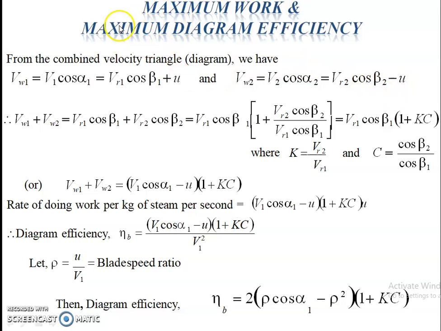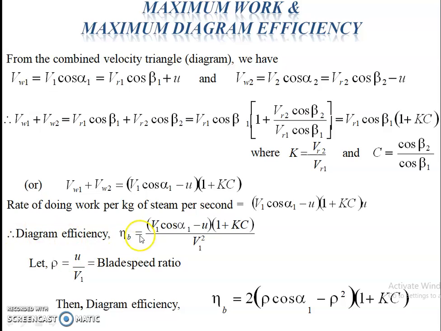From the inlet velocity triangle minus the outlet velocity triangle, we find the whirl component of the final output. VW1 plus VW2 equals, combining these two equations, VR1 cos beta 1 plus VR2 cos beta 2. K is denoted for the ratio of relative velocities VR2 divided by VR1, and C is denoted for cos beta 2 by cos beta 1.